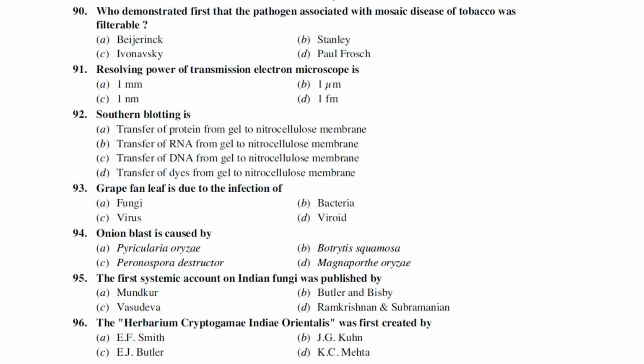Who demonstrated first that the pathogen associated with the mosaic disease of tobacco was filterable, which means that it can be filtered? So Ivanovsky was the first person who filtered this and told that it is filterable, so it is not caused by bacteria, because a Chamberlain filter filters all the bacteria.